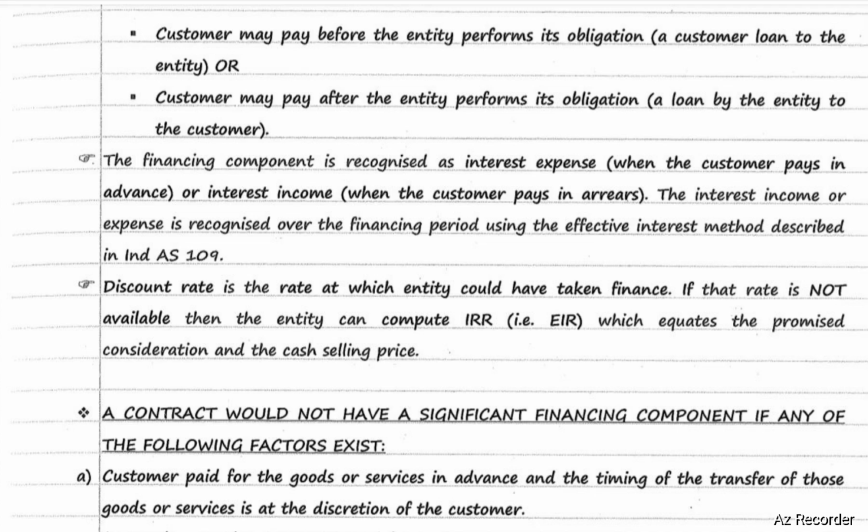Here there will be two types of situations. In the first case, the customer will pay first. Next, the performance obligation will be performed by the entity. This will be considered as a customer loan to the entity. Loan provided by the customer to the entity. Second case, first the performance obligation will be performed by the entity and then the customer pays.